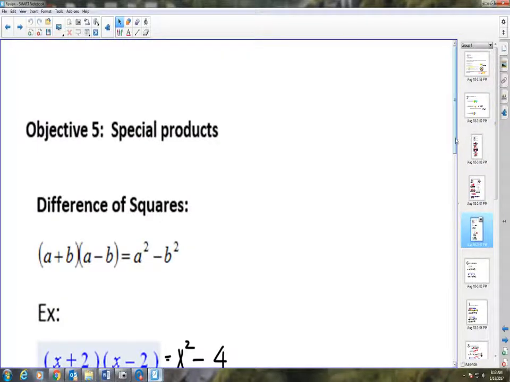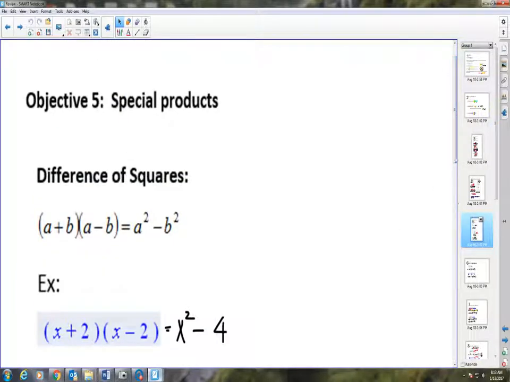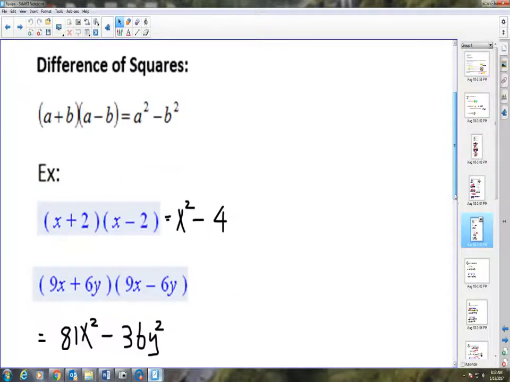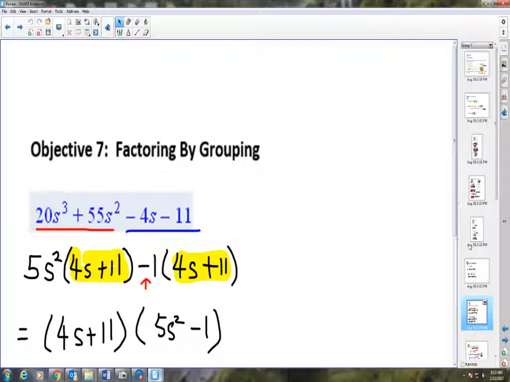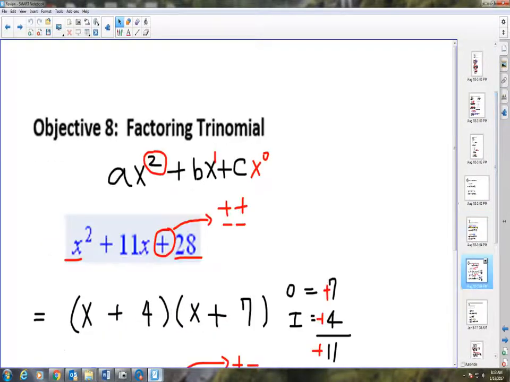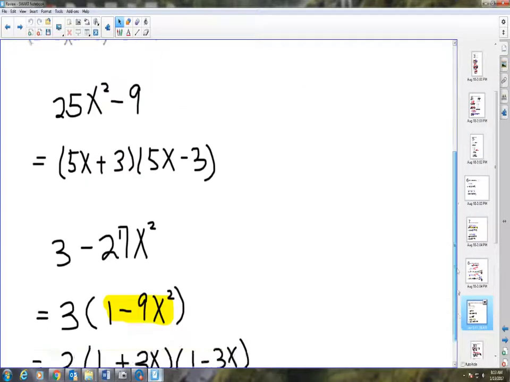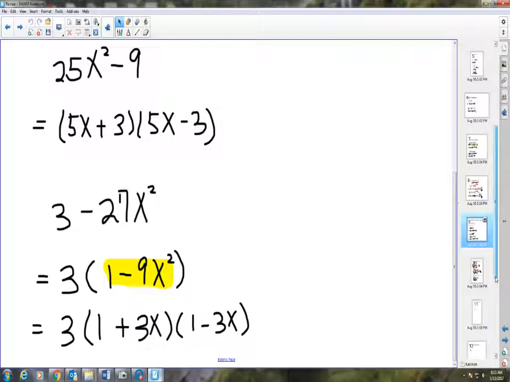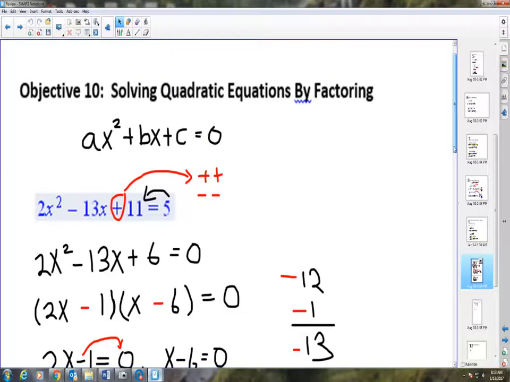We did special products, difference of squares, and perfect square binomial. We reviewed factoring greatest common factors. We did factoring by grouping, factoring trinomials, factoring the special products, okay, difference of squares, and I think we just did that one, difference of squares. And then we wrapped it up on our last video with solving quadratic equations by factoring.